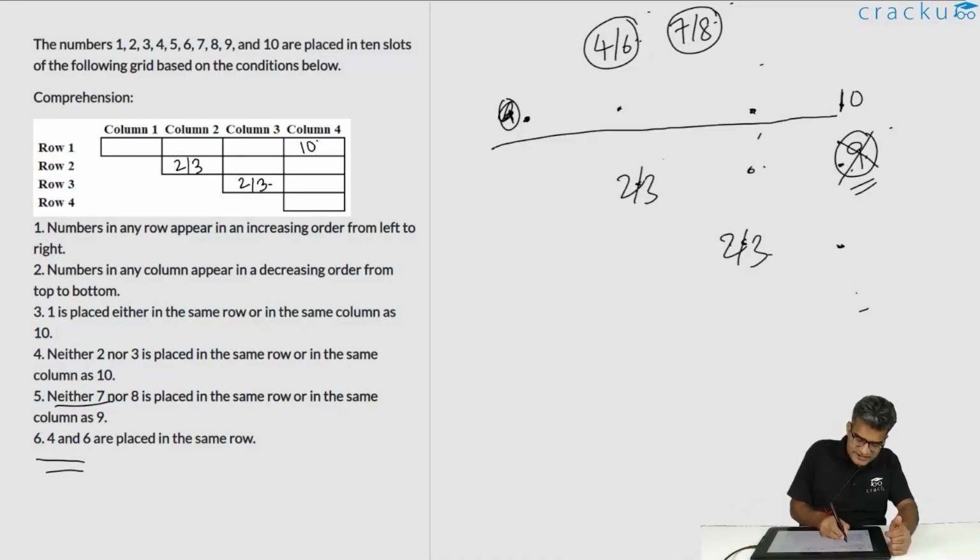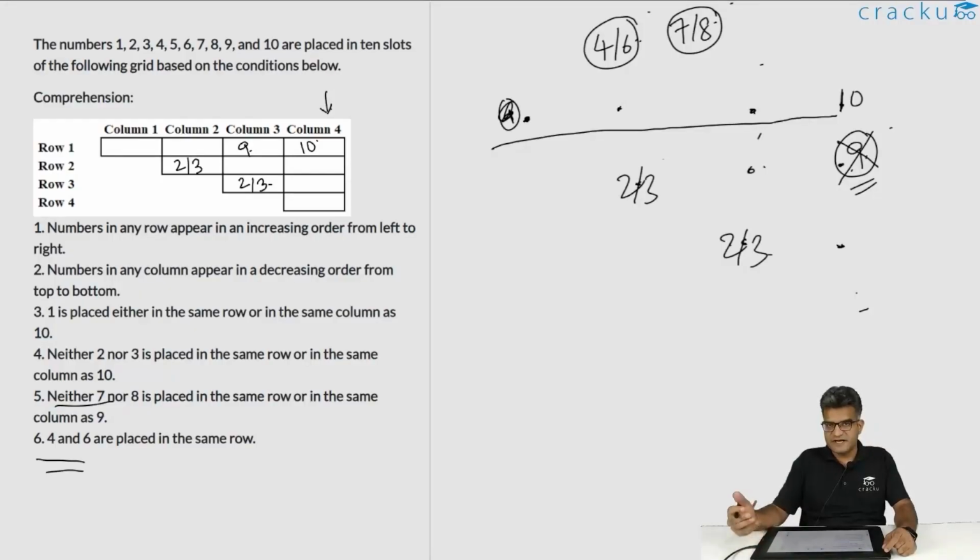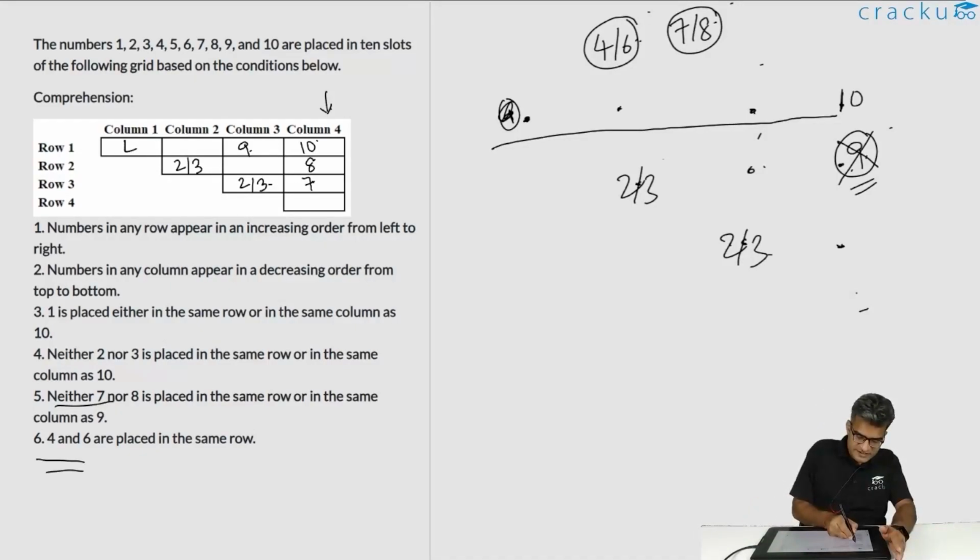This would imply that this cannot be 9. If this cannot be 9, this has to be 9. If that is 9, where will 7 and 8 come? 7 and 8 therefore have to be in column 4. And if 7 and 8 have to be in column 4, this has to be 8, this has to be 7. 4 and 6 have to be in the same row. The only possibility is that this is 4 and this is 6. Now we are left with only 2 blanks. We know that 1 is present in the same column or in the same row as 10. So this will have to be 1. And the last number over here, this has to be 5.